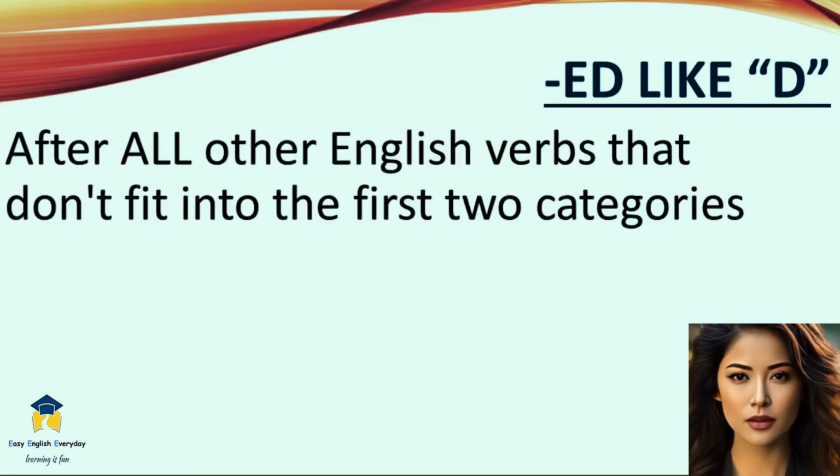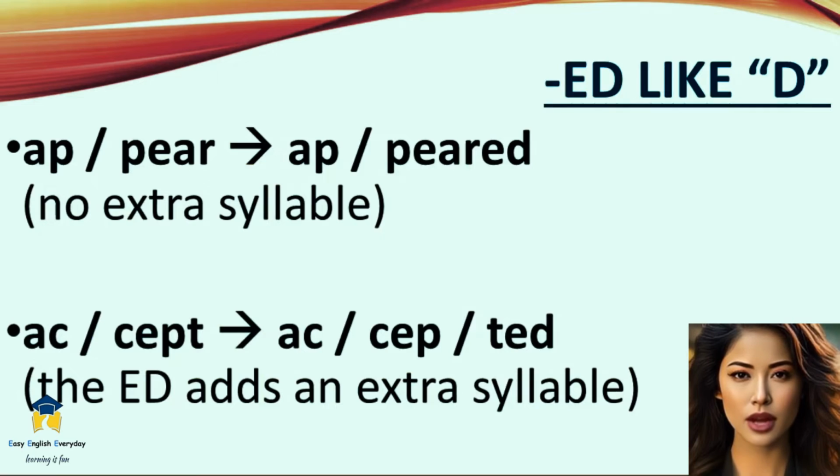And we pronounce ed like D without adding an extra syllable after all other English verbs that don't fit into the first 2 categories. Look at the difference between these 2 verbs. To form the past of appear, we say appeared. Both appear and appeared have 2 syllables each. We don't add an extra syllable for the ed.